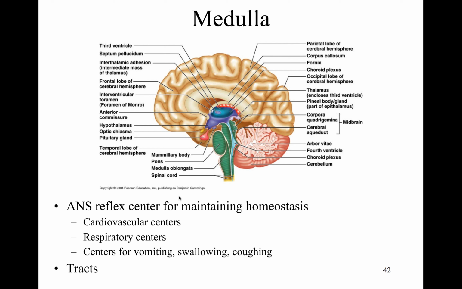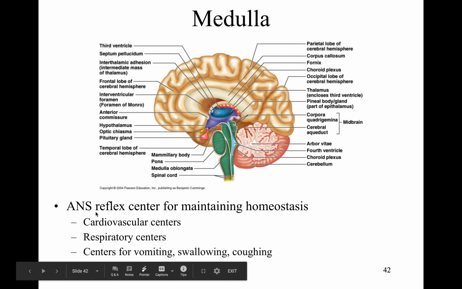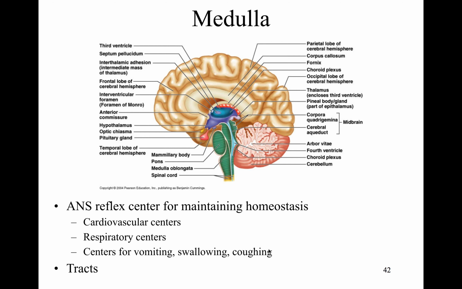So it's going to contain neurons that function as cardiovascular centers, respiratory centers, and centers for vomiting, swallowing, and coughing. So the medulla oblongata is our autonomic nervous system reflex center. It contains groups of neurons that function as cardiovascular centers, respiratory centers, and centers for vomiting, swallowing, or coughing. Anytime I'm referring to a center, I'm just referring to a group of neurons that function to control that body system.